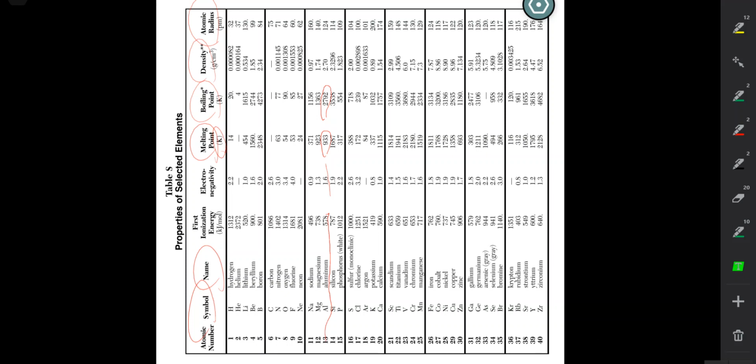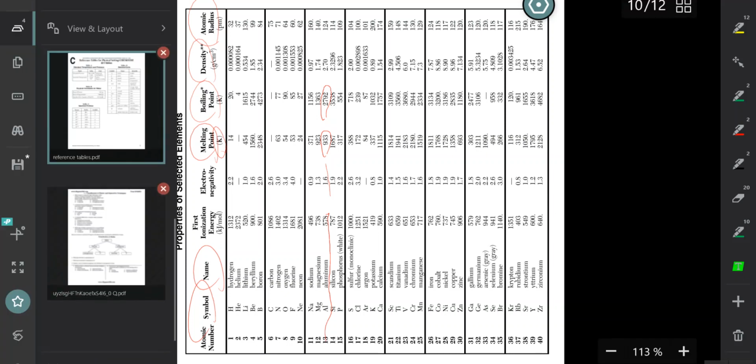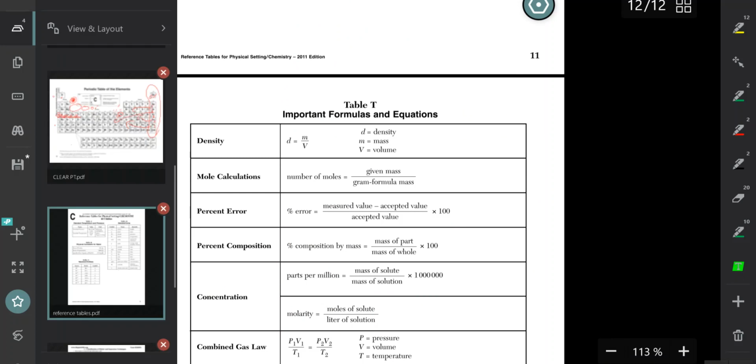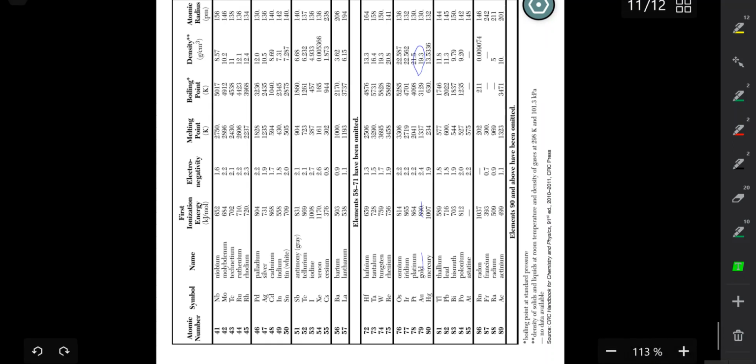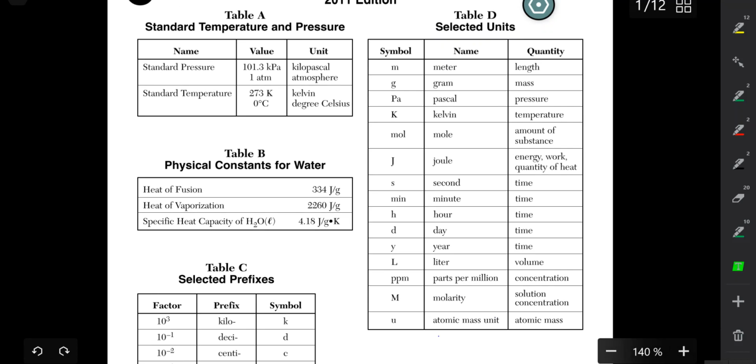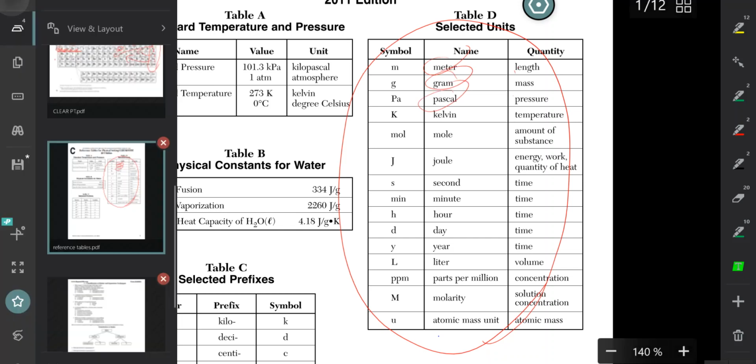Alright, so again, Kelvin. If you want to convert Kelvin to Celsius, you can look at table T. There's a formula for you. Kelvin equals Celsius plus 273. And if you want to know more about different units, here they are in table D. To measure length, we use meter. To measure mass, we use grams, pressure, Pascal, and so on. Okay.